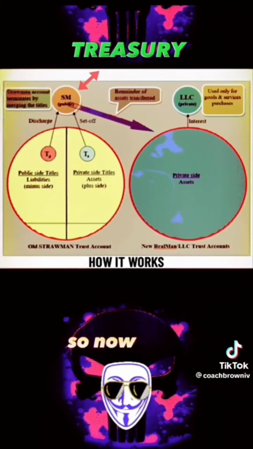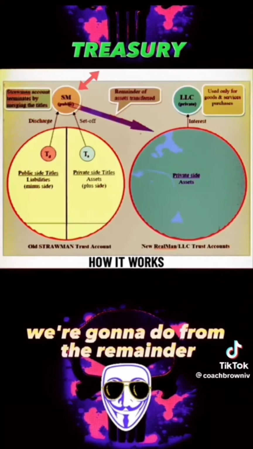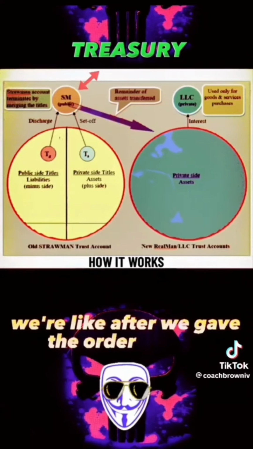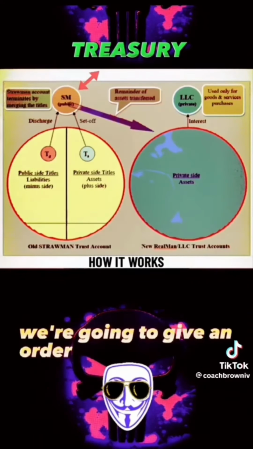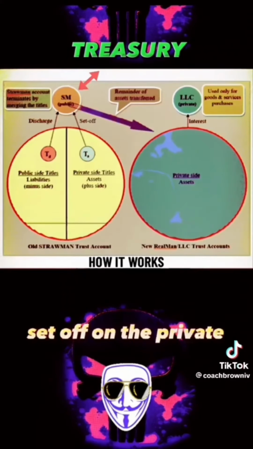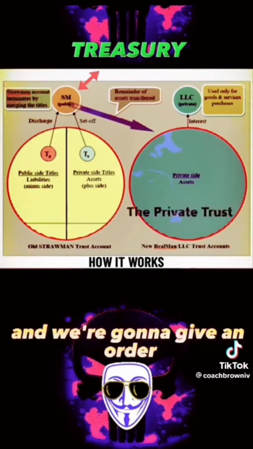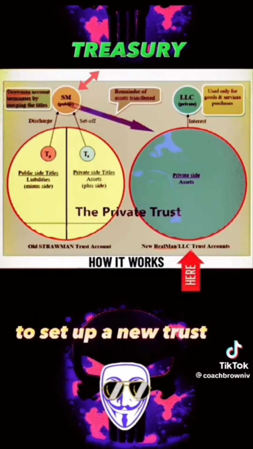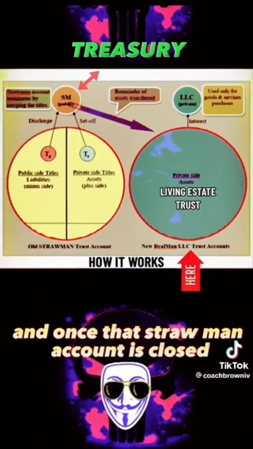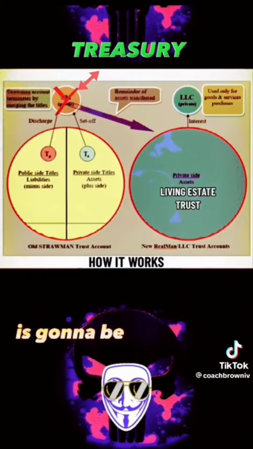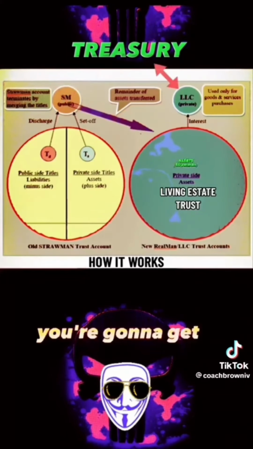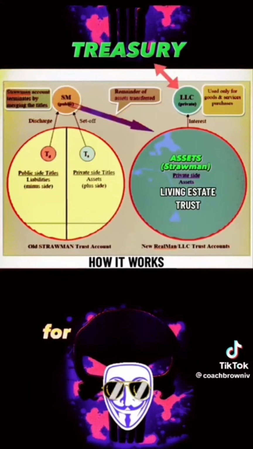So now, what we're going to do from the remainder, let's back up a little bit. After we gave the order for the settlement, we're going to give an order for the discharge on the public side. We're going to give an order for the set-off on the private side. And we're going to give an order to set up a new trust on the private side. And once that strawman account is closed, the remainder from that account is going to be transferred into the new trust. And that new trust, you're going to get a whole total different kind of credentials for.